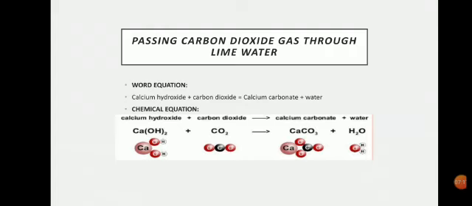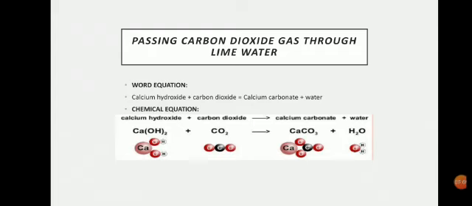The word equation can be written as: calcium hydroxide reacts with carbon dioxide, producing calcium carbonate plus water. And the chemical equation, here you can see Ca(OH)2, this is the base, that is the lime water, plus carbon dioxide gas, which is delivered via that glass delivery tube, producing calcium carbonate. Now this is entirely a new compound which is forming. This is making the lime water milky, and along with that, water.